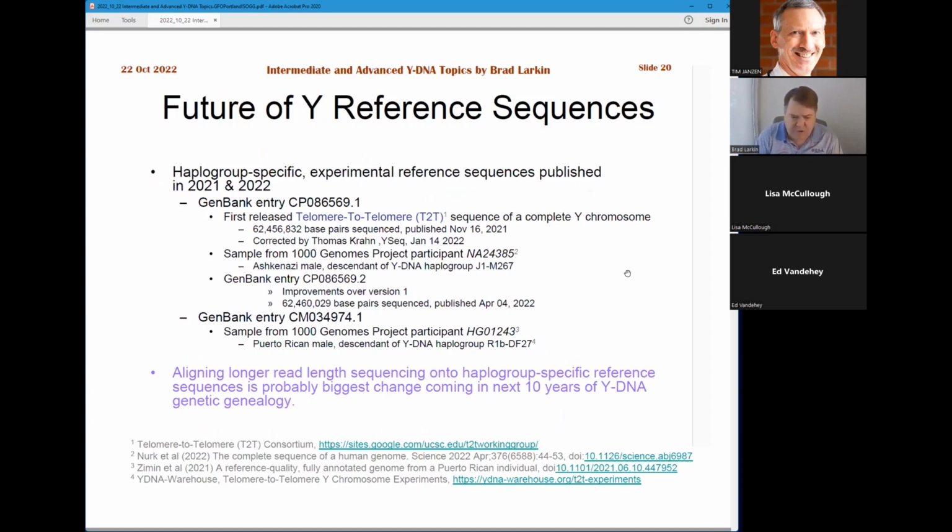So these are some of the GenBank entries for where they've done this whole end-to-end sequencing of the Y chromosome. They deposit it in GenBank. It gets an accession number there like CP086569.1. The overall thrust is that aligning longer read length sequencing onto haplogroup specific reference sequences is probably the biggest change that's coming in the next 10 years of Y-DNA genetic genealogy.